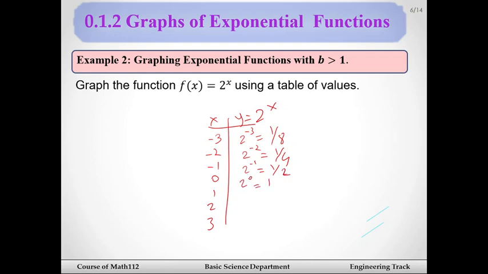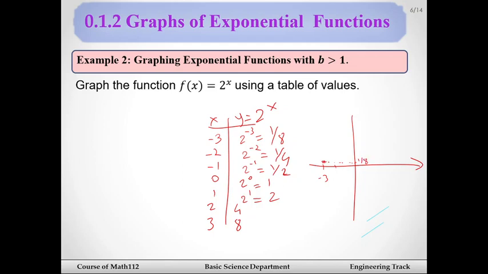2 to the 0 power is 1, 2 to the first power is 2, and here this is 4, this is 8, as you see. And now when we put these values on the graph, negative 3, okay, let's say this is negative 3, and it will correspond to 1 over 8.